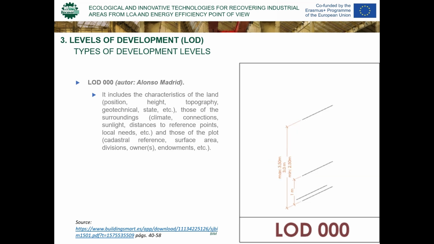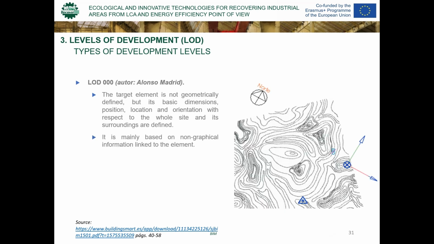LOD 000. It includes the characteristics of the land, position, height, topography, geotechnical, state, etc., those of the surroundings, climate, connections, sunlight, distances to reference points, local needs, etc., and those of the plot, cadastral reference, surface area, divisions, owners, endowments, etc. The target element is not geometrically defined, but its basic dimensions, position, location and orientation with respect to the whole site and its surroundings are defined. It is mainly based on non-graphical information linked to the element.